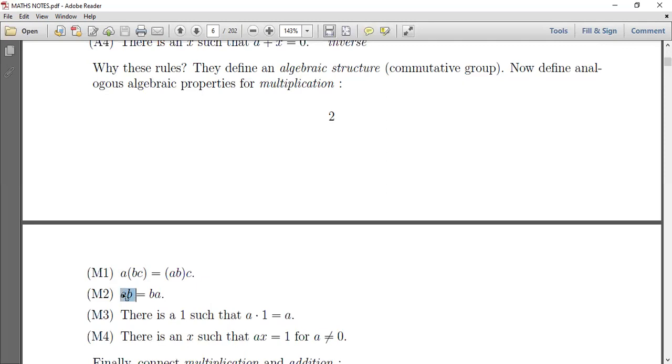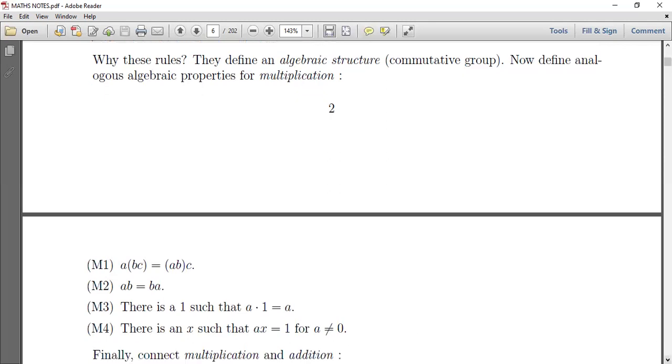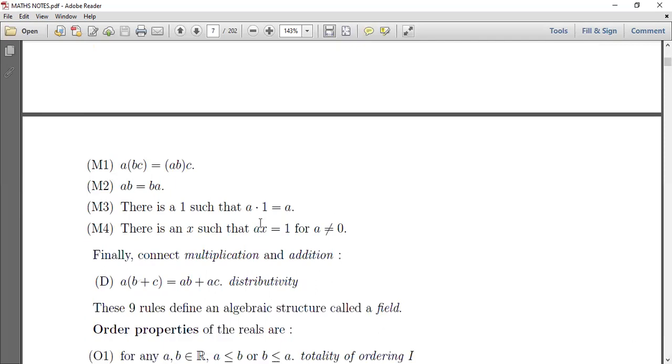A times B is the same as B times A. For every number, if you multiply by 1, you get that number. And there is an X such that if you multiply any number A by X, you get 1. This X will be the inverse of A. If you multiply a number by its inverse, you get 1. And this is only true when A is not equal to 0. If I multiply 0 by 0, I get 0. So as long as A is not equal to 0, there is a number that you can always multiply it with so as to get 1.